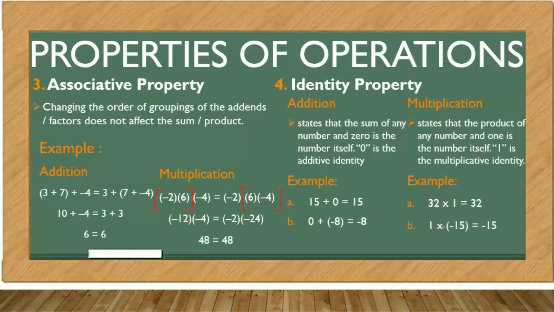Alright? Another example. 1 times negative 15. What did we multiply by 1? Negative 15. So, it means the answer is negative 15. So that is the identity property. In addition, whatever you add to 0 will be the answer. In multiplication, whatever you multiply by 1 will be the answer. Example, 15 plus 0, the answer is 15. 0 plus negative 8, the answer is negative 8. Likewise in multiplication, 1 times 32 is 32. 1 times negative 15 is negative 15. So that is the identity property.